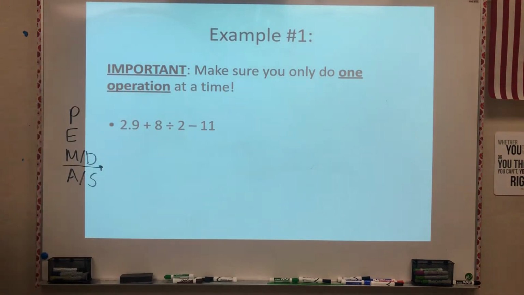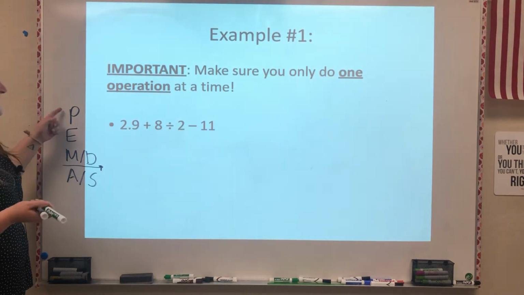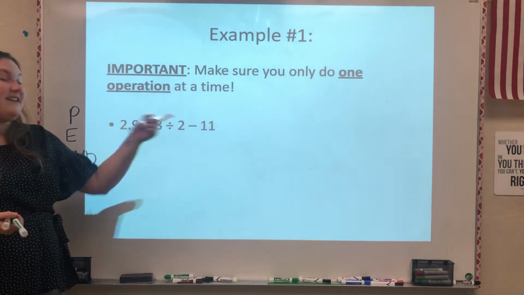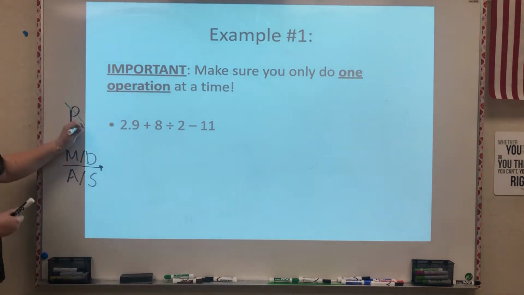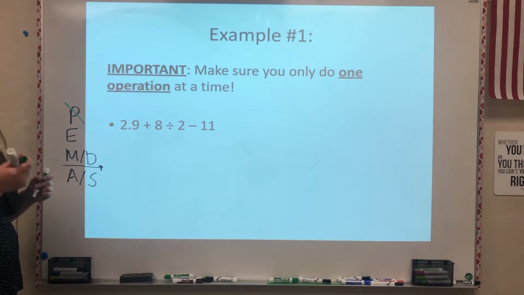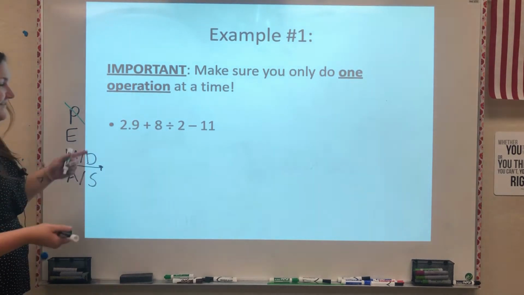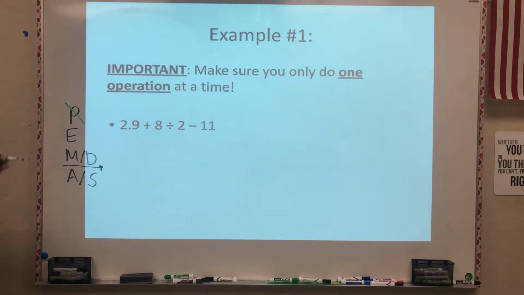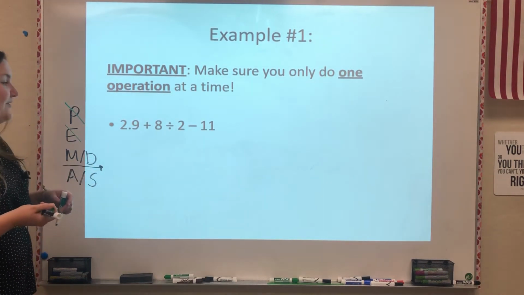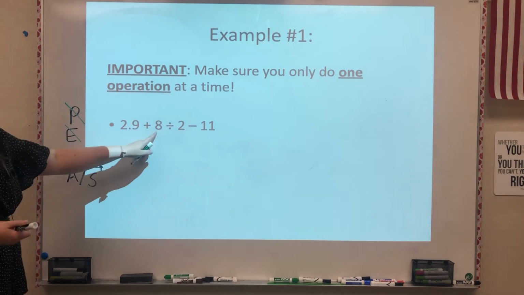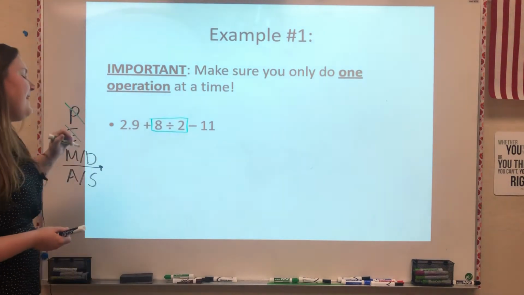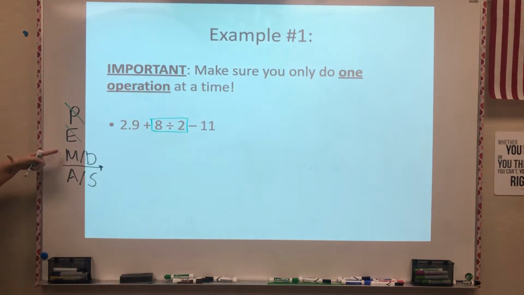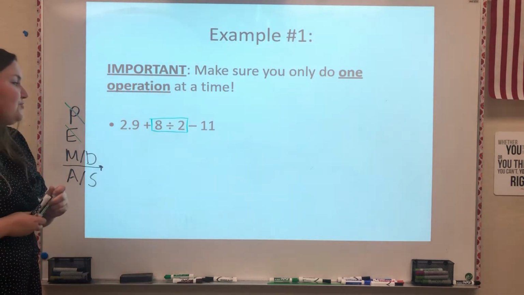The P, do you remember what P is? P is parentheses. So the first thing I want to check is, are there any parentheses in this problem? The answer is no. So that makes it nice and easy. We're done with that. Next is E, which is exponents. Do we have exponents? No. Next is multiplication and division. Do we have one of those? Yeah, right here in the middle, I've got 8 divided by 2. That means according to PEMDAS, that's the first thing I want to do. I want to start with that division.